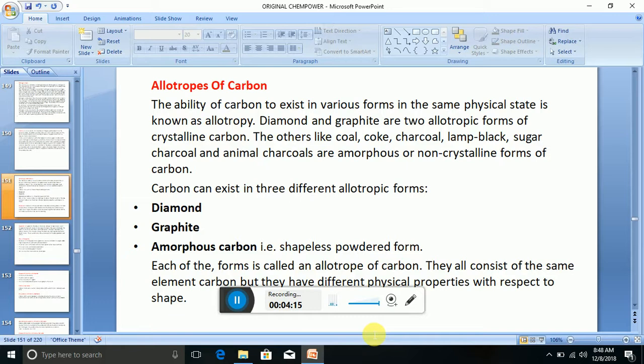So allotropy simply means the shapes or forms in which carbon can exist, while at the same time having the same physical state, because all of them are composed of the same element known as carbon. But this time around, they exist in different forms or shapes. Examples are diamond and graphite, which are crystalline and pure in nature, whereas other examples, non-crystalline, are considered as amorphous carbon.